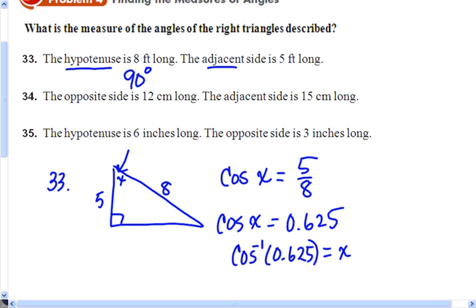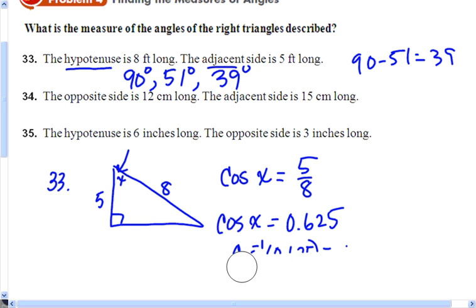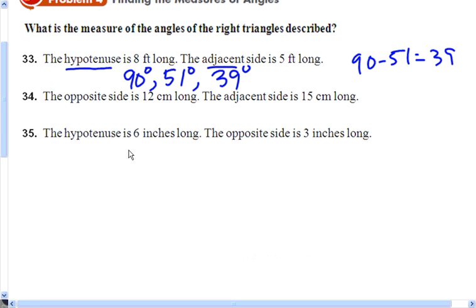Well, now we know all the angles because the three angles of a triangle add up to 180. So if we know that this one is 51, the other one is just 90 minus 51, which is equal to, I hope my math is right there, 39 degrees. Let me do one more here with you. We'll do the bottom one here. It says the hypotenuse is 6, the opposite side is 3.